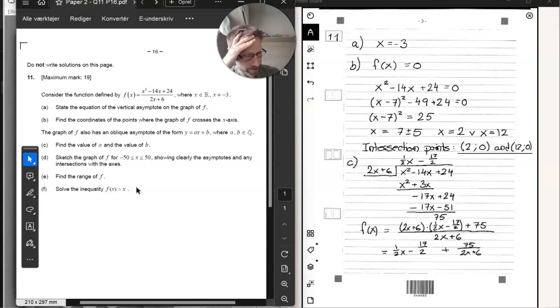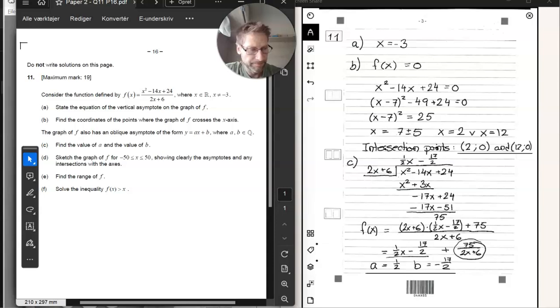And the whole idea is that this part out here disappears when x goes to plus or minus infinity, because it's just 75 divided by something that becomes infinitely big. So that means that the stuff here is approximately the function value when x goes to plus or minus infinity. And that means that what we have here is actually the equation of the oblique asymptote. So that means that a is equal to 1/2 and b is equal to minus 17 over 2. And they are nicely rational numbers, as they're supposed to be.